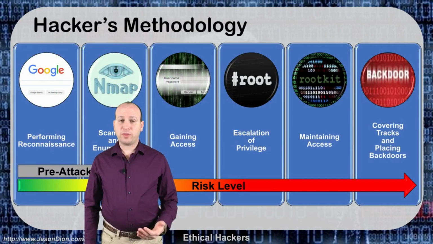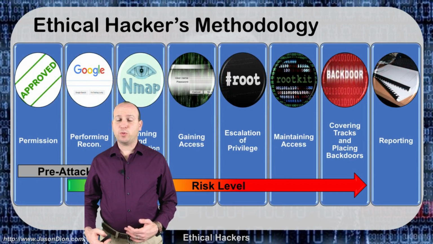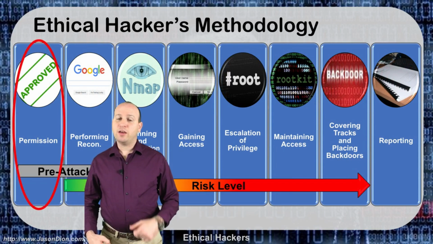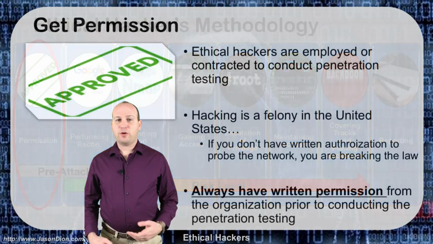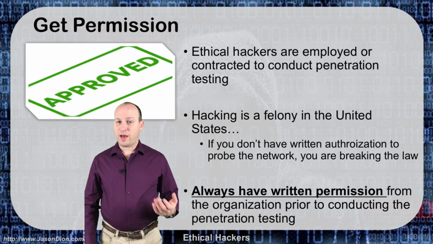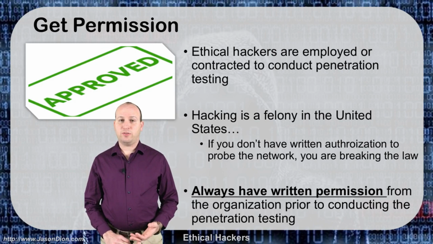So when we look at the hacker's methodology, we had 6 steps. Now when we put on the ethical hacker's methodology, we're going to add a step at the beginning and a step at the end. The first step we're going to add is approval. We're going to get permission before we do anything. Now, the reason why this is really important is, again, we've talked about this before, but hacking is illegal. You cannot hack anybody's networks. You have to have written permission from the network owner or own the network yourself.